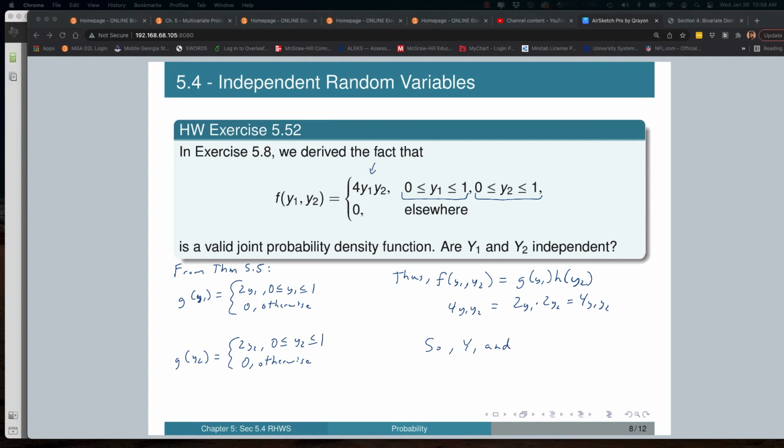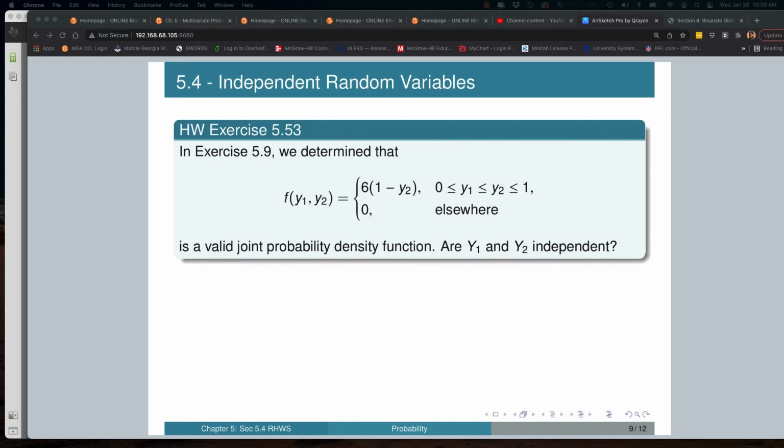So this one was kind of simple and not too bad. If you invoke theorem 5.5, it was even easier, or a little shorter work anyway. I think even if you did find the marginals, you would have come to the same conclusion anyway. As a matter of fact, we would have probably gotten these as our marginals had we done the integral for each one. So y sub 1 and y sub 2 are independent. And that is all there is to that one, folks. We'll move on to the next one.